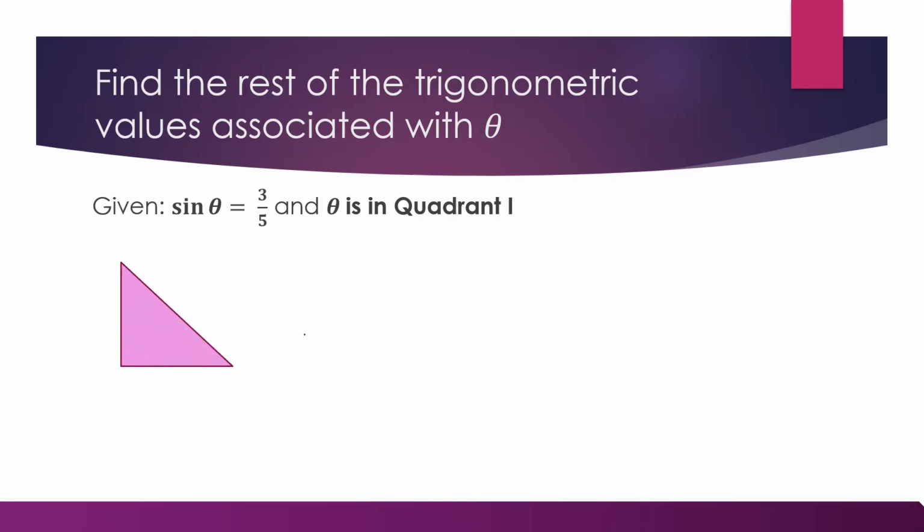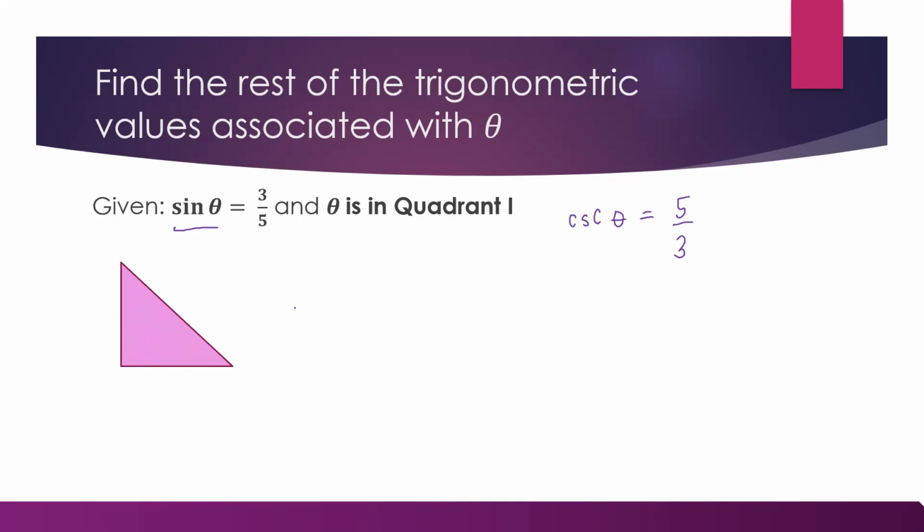Okay, so find the rest of the trigonometric values associated with theta given sine theta equal to 3/5 and theta is in quadrant 1. Okay, so ito yung ating right triangle. Pero first of all, ang una nating marirecall is the reciprocal identity. So related to sine, syempre ang reciprocal niya is cosecant. So cosecant will just be the reciprocal of 3/5. So that will just be 5/3. Ayun. So nakakaisa na tayo, meaning apat na lang.